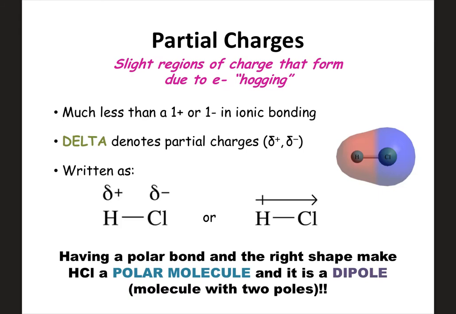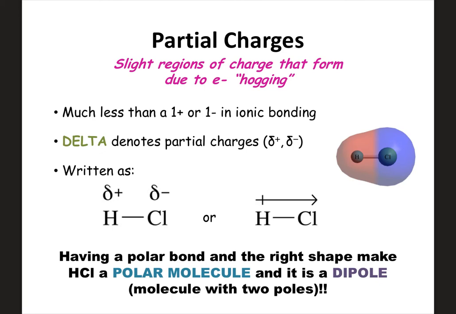So let's talk a little bit about these partial charges. They're not real charges. These are not like the +1 or -1 that you'd see in ionic bonding. These are just slight regions of charge due to one of these elements winning the tug of war a little bit more. So we use a delta to denote that, and it could look like this. This means slightly positive, this means slightly negative. You need to realize that it's not a real charge.